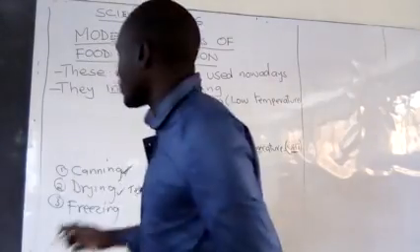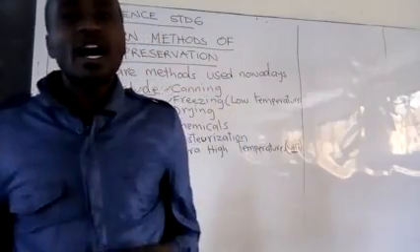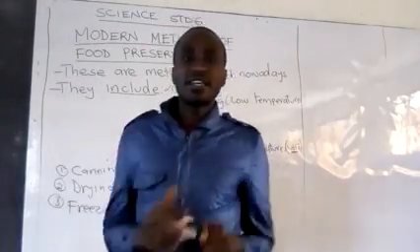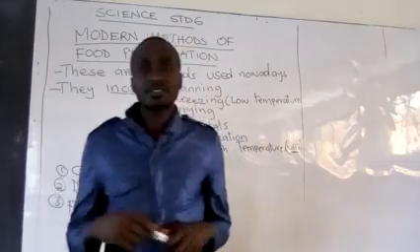So that's what we call canned food. And canned foods have what we call an expiry date, which is marked on the cans.